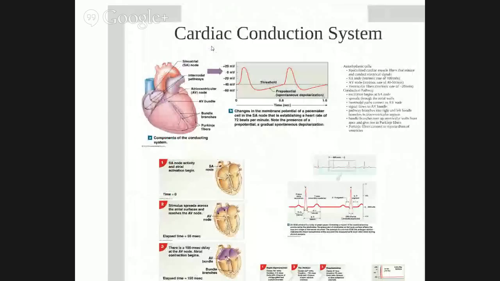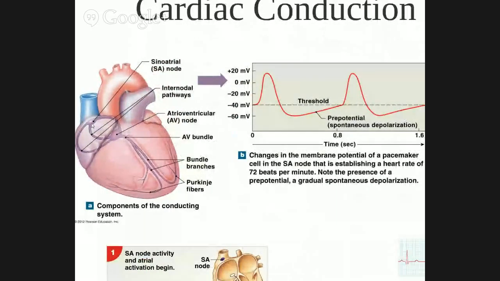And what I want to show you is 2 of the important parts of that cardiac conduction system are the SA node right here and the AV node right here. SA stands for sinoatrial. It's in the wall of the right atrium. And it's actually in a rather superior position, very close to the superior vena cava.